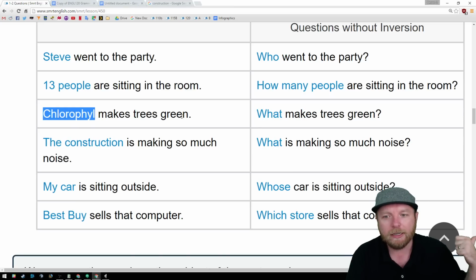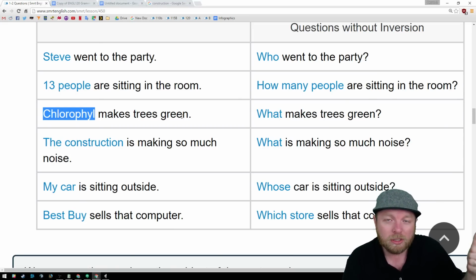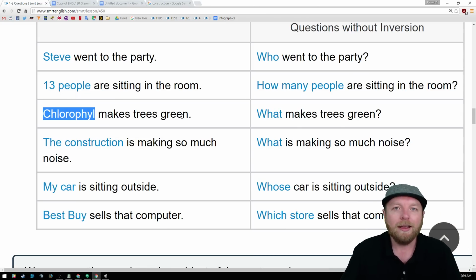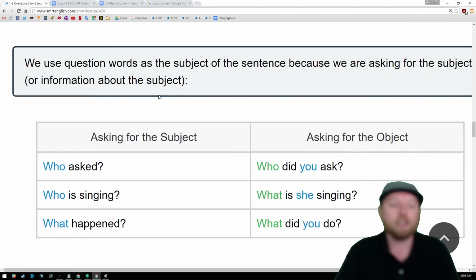My car is sitting outside. My car, right? It's my car. But maybe I don't know. Whose car? Whose car is sitting outside? Understand? We don't use inversion for these. We don't use inversions.